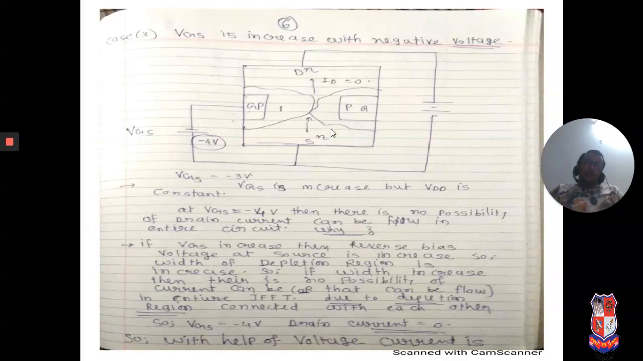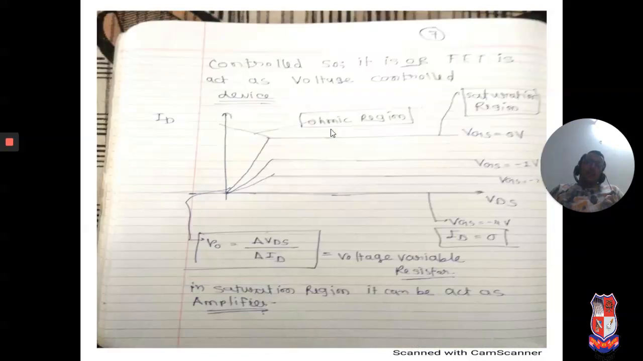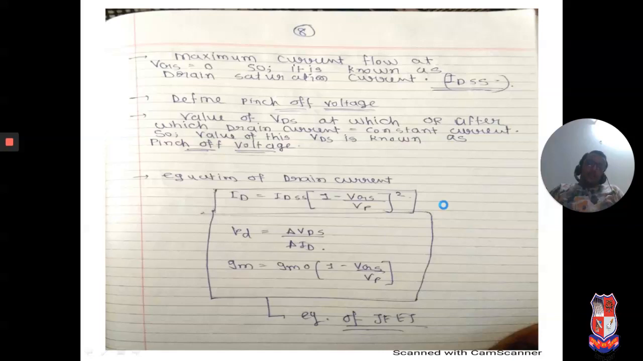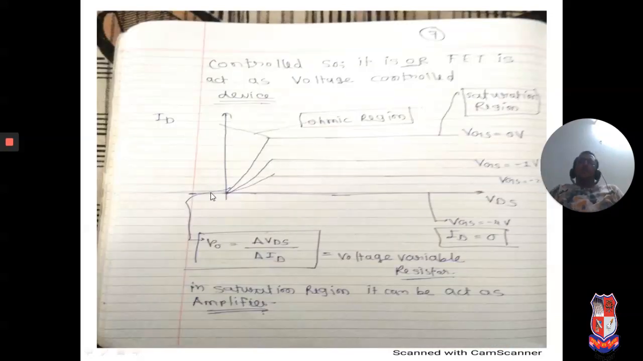Electrons cannot go from source to drain. The drain current becomes 0. So for VGS equal to 0 volt, VGS equal to -1 volt, -2 volt, -4 volt, what will the drain current be? 0. It is known as the characteristics of JFET. And the output resistance is delta VDS upon delta ID. But in the saturation region, it can act as an amplifier.